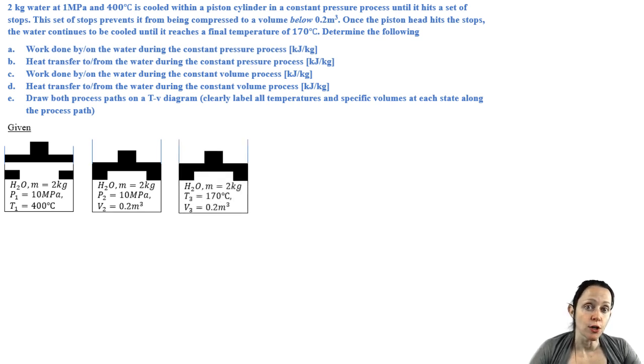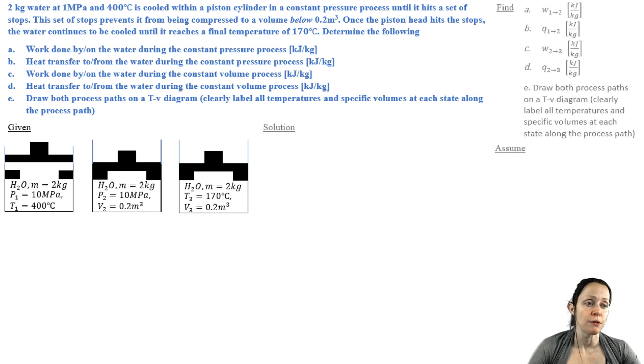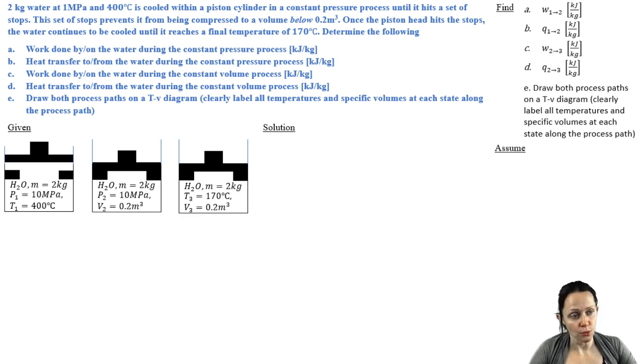And then it undergoes another process where the temperature of that water is cooled further to 170 degrees Celsius, but the volume remains constant because those stops are present. Then I want to find the work and the heat transfer from states 1 to 2, and then the heat transfer and the work from states 2 to 3. And then I want to draw both processes on a T-v diagram together, clearly labeling all the relevant information.